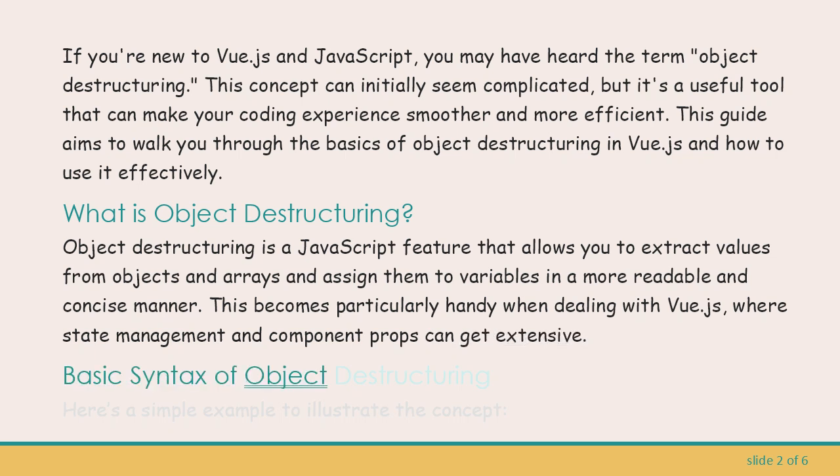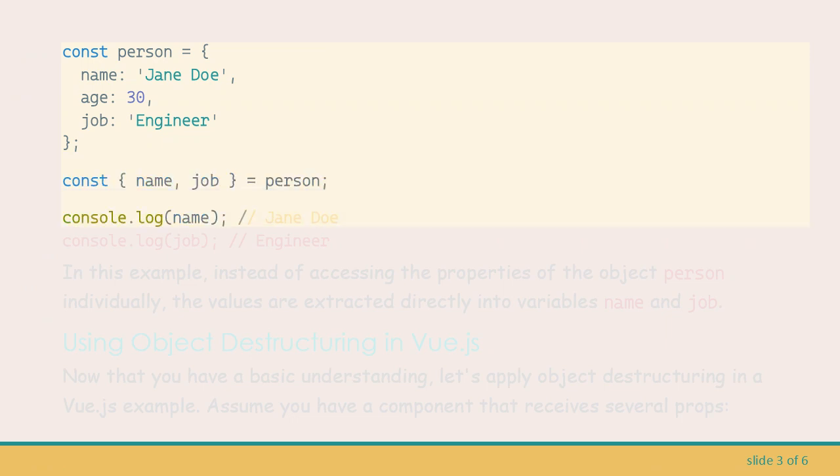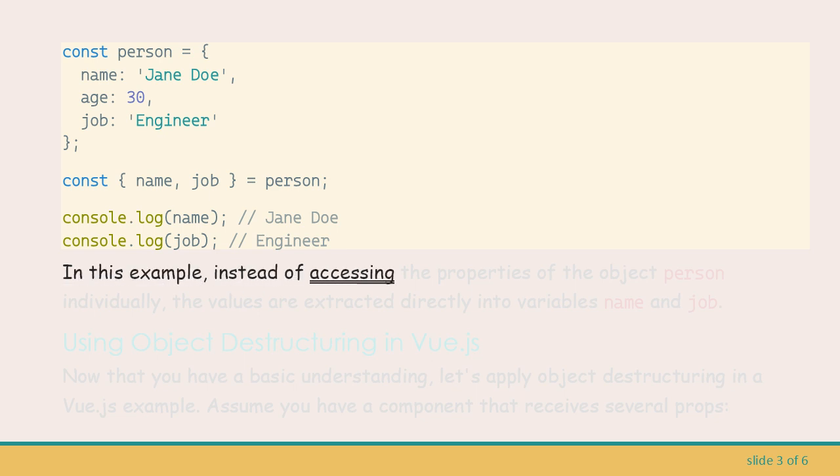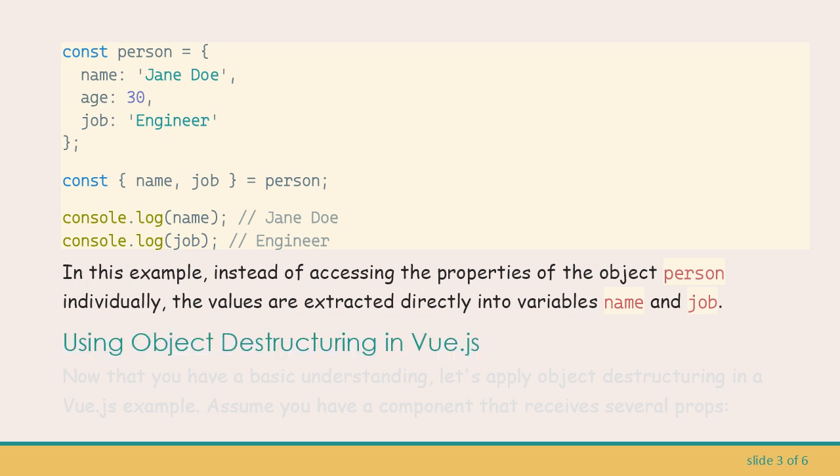Basic syntax of object destructuring. Here's a simple example to illustrate the concept. In this example, instead of accessing the properties of the object person individually, the values are extracted directly into variables name and job.